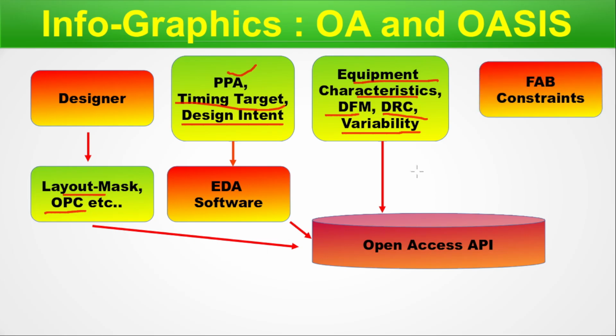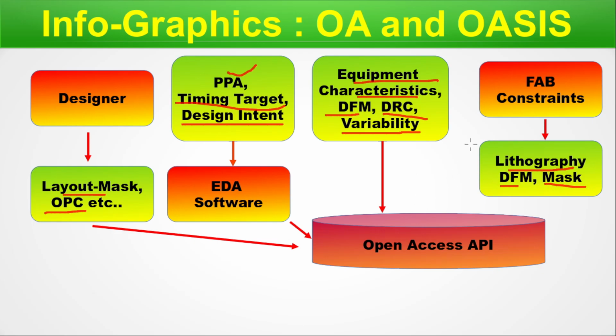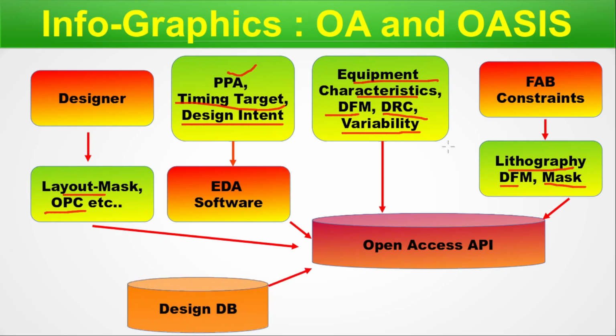That means there are some constraints provided by the fabrication house. And like that, what we have: lithography details, DFM, mask, all these details. And those are also being fed to the API. Now, as a designer, apart from all these details, you have your design database, right? What you have made ready after front end and after back end, multiple steps in the back end. So there you have the design database, right?